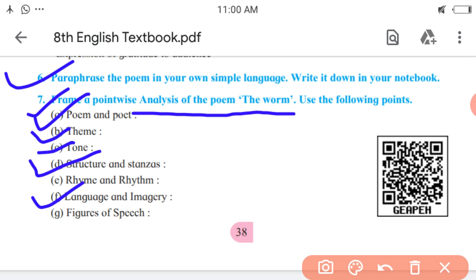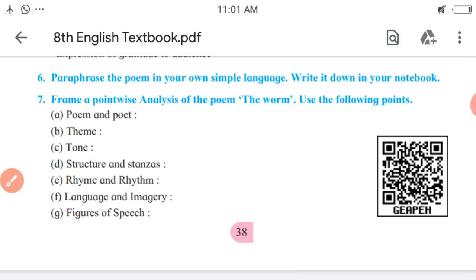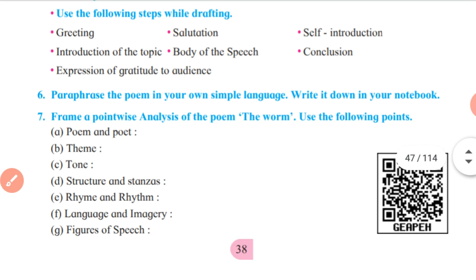And the last, figure of speech. Many figures of speech are used in this poem. Especially apostrophe is there, that is addressing someone who is absent. And again repetition is also used. So write those names over here. You can write the examples or the lines, and also provide the necessary explanation of that figure of speech. So this is all about the activities given in the English workshop based on the poem The Worm.